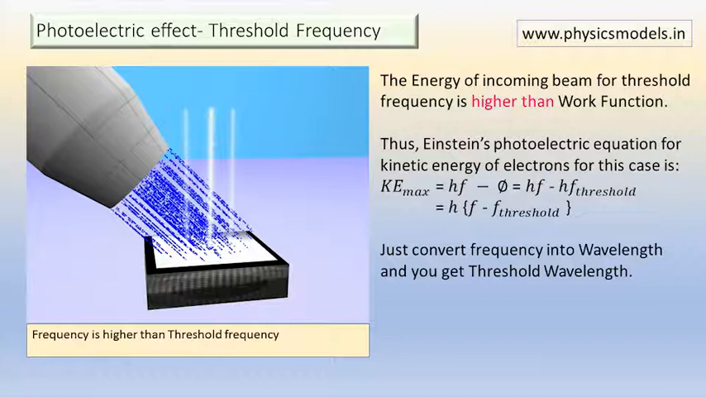Now in the extreme case where we put in a violet beam of color and all those electrons are streaming out with higher kinetic energy, that means the electrons have a positive velocity, the KE max would be given by h f, where f would be the frequency for the violet beam of color, minus phi, which is the work function. The phi would be given by h f threshold for that material. So hf minus h f threshold would be h (f minus f threshold). That's all there is to it. And to get the threshold wavelength, just convert frequency into wavelength.